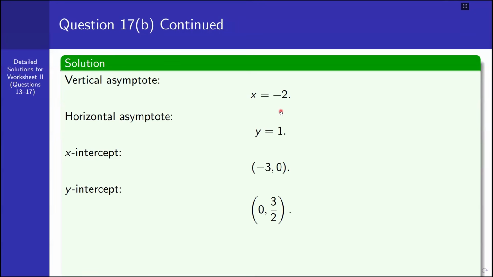Okay, then what is the domain? Excluding the values that make the denominator 0, the set of real numbers except minus 2 and positive 3 could be the domain of this rational function.